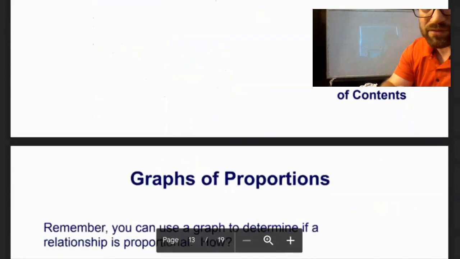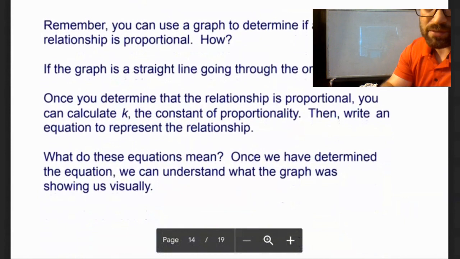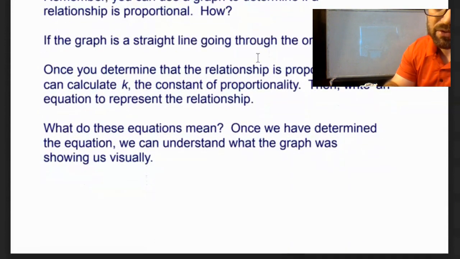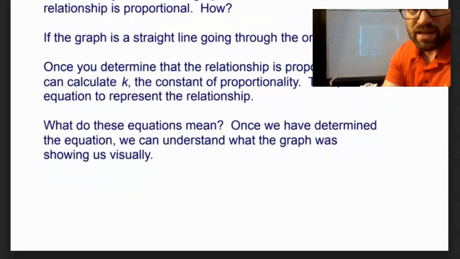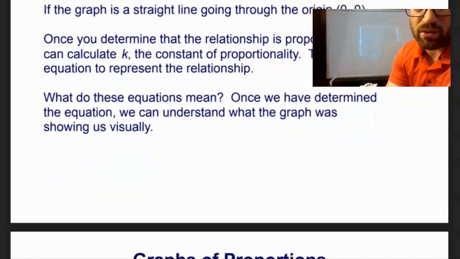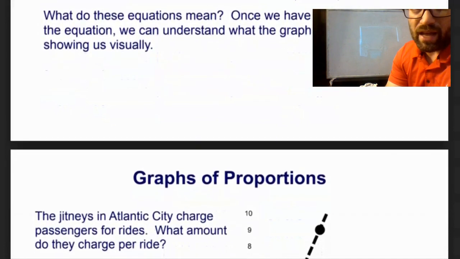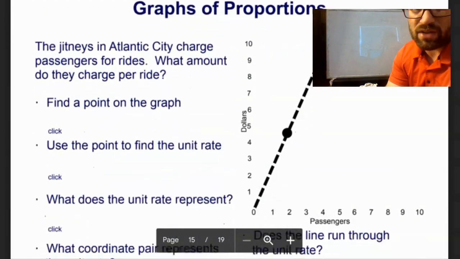So, understanding graphs of proportions. Remember, it has to be a proportional relationship. It's got to be a straight line, and it's got to go through the origin, 0, 0. So 0, 0 does not matter as far as whether it's proportional or not. It's okay to see 0, 0 on a table or on a graph. All right. So once we've determined that, we can now make an equation out of that.